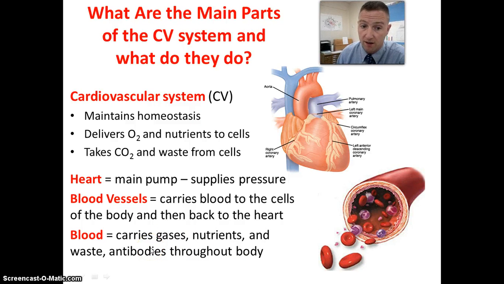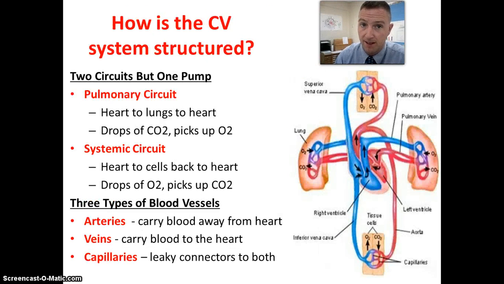It's mostly water, carries the gases, carbon dioxide and oxygen, the nutrients, the sugars, the proteins, carbs, the amino acids, fats, the nucleic acids, as well as the waste products and antibodies from your immune system all throughout your body. So, cardiovascular system, three main things. Heart, blood vessels, blood. Make sure you got a well-labeled picture. On to the next one.